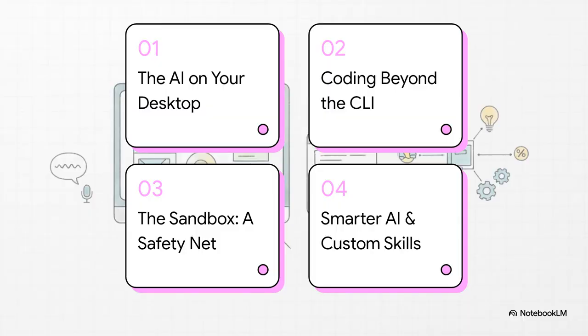All right, here's the game plan for today's explainer. First, we'll look at how the AI is breaking out of the chat window and landing on your desktop. Second, we'll cover a whole new way for developers to code. Third, we'll dive into a really important safety feature called the Sandbox. And finally, we'll see how the AI got a lot smarter at understanding you and using custom tools.